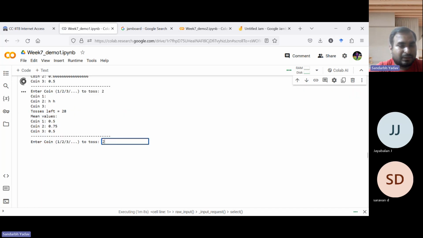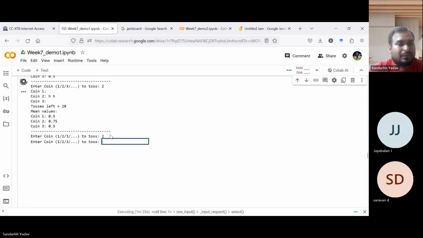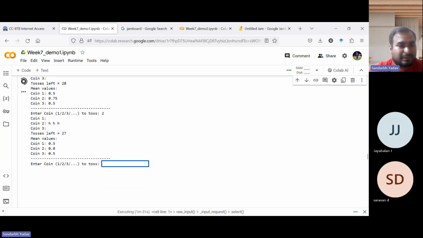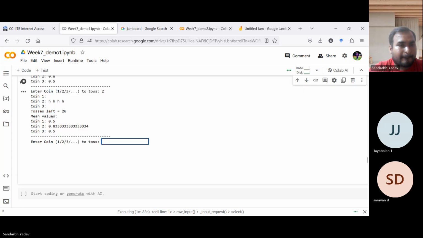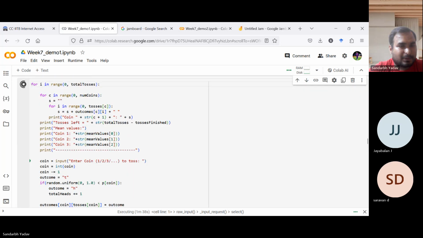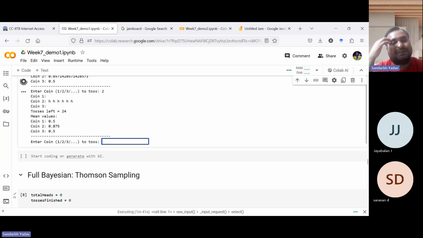Coin 2 again head. Our aim is to get as many heads as possible. Although we know that coin 3 is the best coin, if we are getting heads from coin 2, we will take it. So we follow coin 2. Now it gave head again, so its mean is increasing. Now again it gave head, again head. So this might happen even though it's 0.5, but these kinds of things can happen.